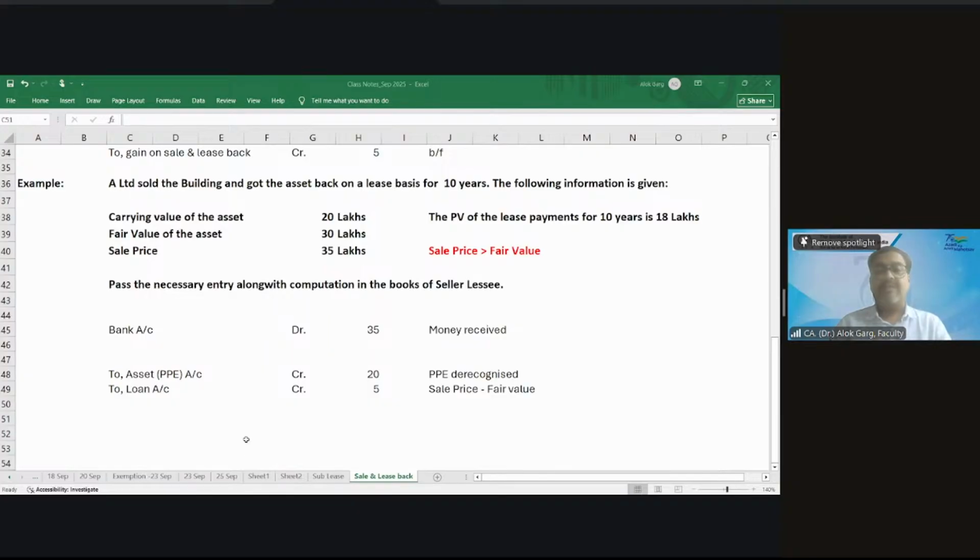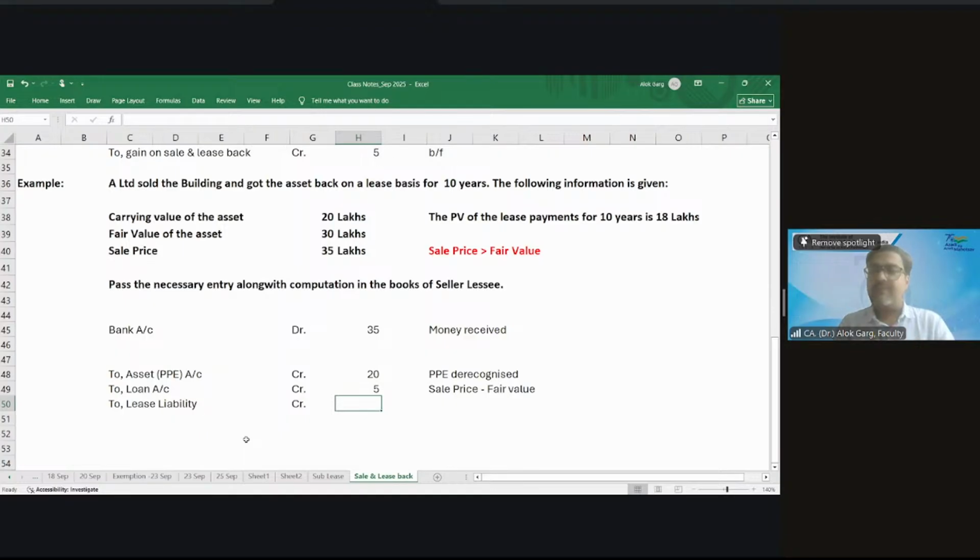What is your lease liability? 18 lakh minus 5 lakh, so 13 lakh. Why? Because the seller lessee is going to pay 18 lakh in the next 10 years, so the present value of the obligation is 18 lakh only.